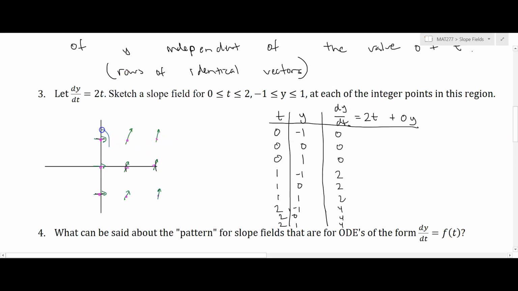So once again, we see that these three are the same for that value of t. And when we change the value of t by 1, all three of those vectors are the same.